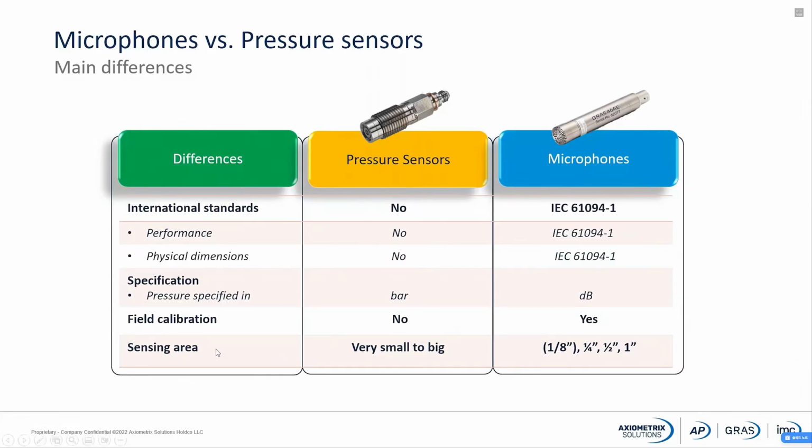The sensing area can be everything on a pressure sensor. It could be a very big one to a very small one. And it doesn't matter, and we'll see that when we are coming to the end of the presentation. We actually have some applications where it is important to have a certain size of the sensing area. For the microphones, they are controlled by the IEC standards, and therefore it is 1 inch, half inch, 1/4 of an inch, and then within brackets, 1/8 of an inch. And within brackets, because this is not described in the standard, but it is following the same standards as the 1/4, half, and 1 inch microphone.